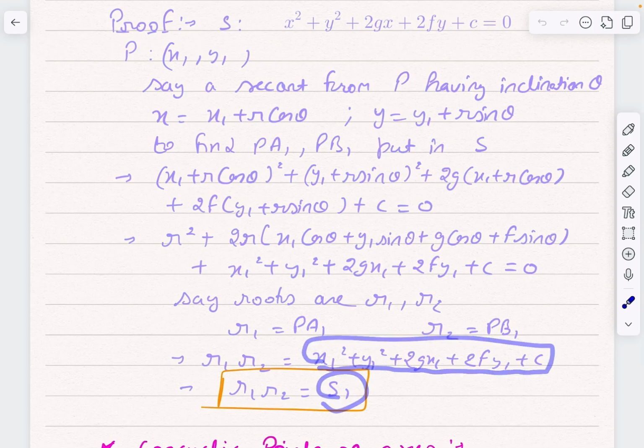So you can see that the product of roots, basically the product of the distances, is independent of theta. So the inclination could be anything. The final value will always depend just upon x1, y1, and it is just the power of the point. So this is a very important tool to solve many good problems.